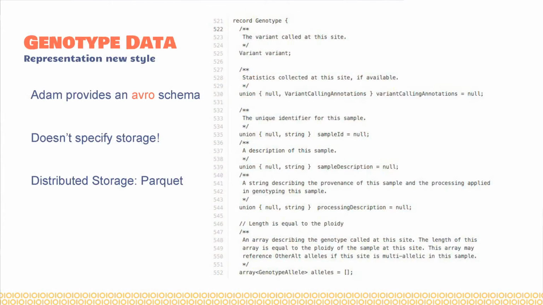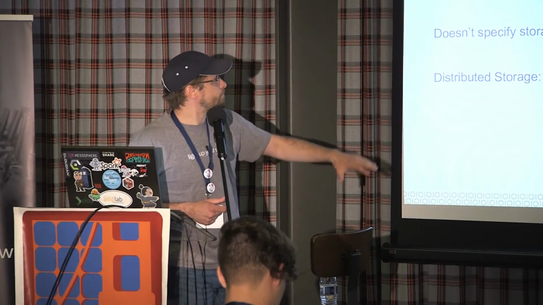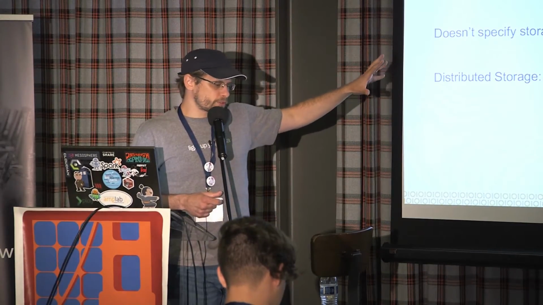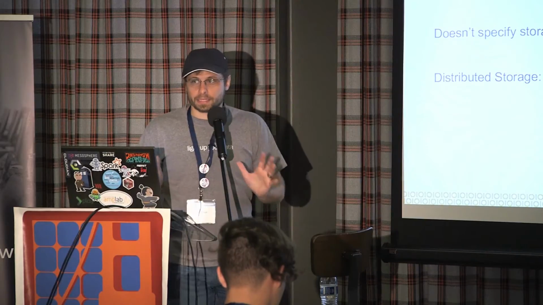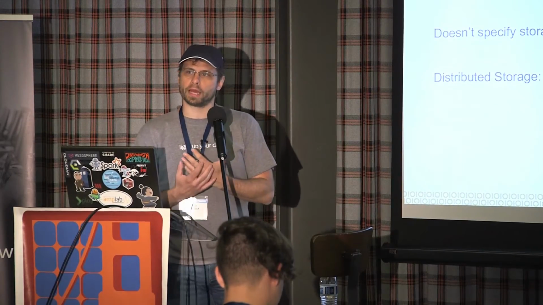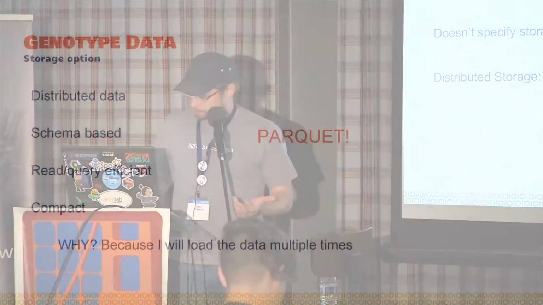And this type comes from ADAM. I think I have a few slides about it afterwards, but ADAM is a project from Berkeley AMPLab, and they have defined these types for everything related to genomics so far, right? Reads, variant, whatever. But also, the importance of Avro is that they're not defining a storage yet. So you're able to plug in your storage the way you like it, right? But a good way to do it, of course, is to use something like Parquet.